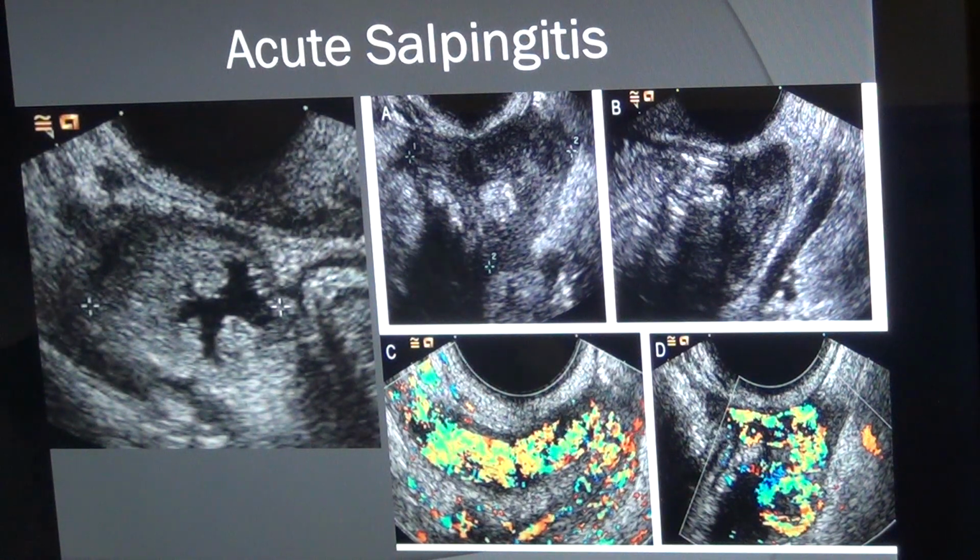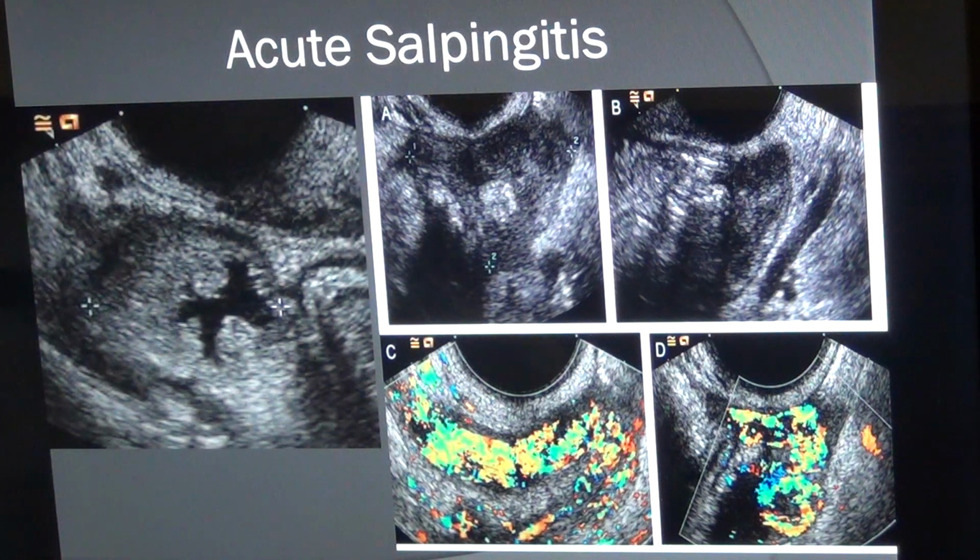Now normally the salpinx or the fallopian tube is not greater than 0.5 centimeter in its diameter. 0.5 means 5 millimeter. And usually we don't see it. It is collapsed normally. But if we see it in a dilated condition, that means it is containing fluid and debris. And that fluid could be simple fluid. This fluid could be pus. This fluid could be blood. And this fluid could be any other infectious fluid. It could be transudative fluid. It could be exudative fluid.